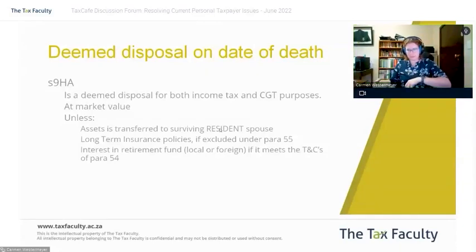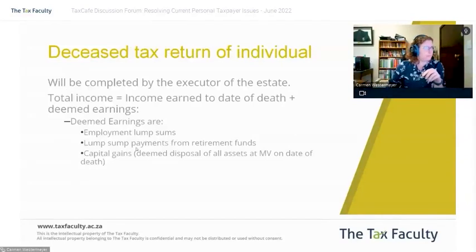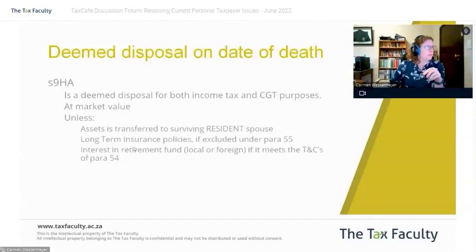If, however, his will said, rather, my wife may not receive a single asset, she is only going to get cash, then this rollover provision in terms of Section 9HA wouldn't apply, because it only applies if the asset is being transferred to the resident spouse.